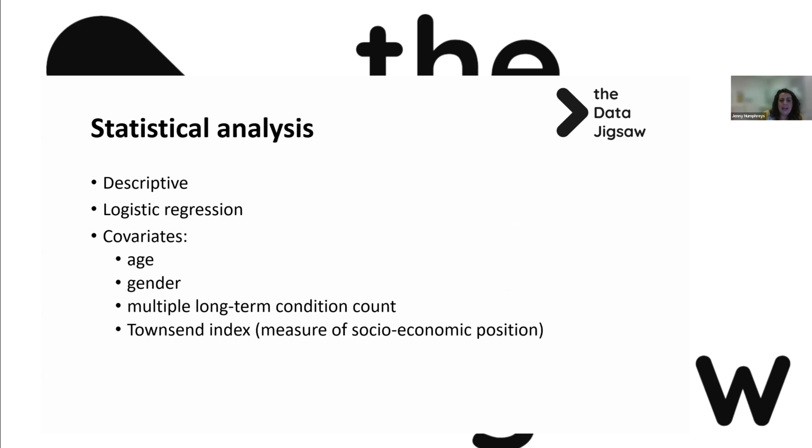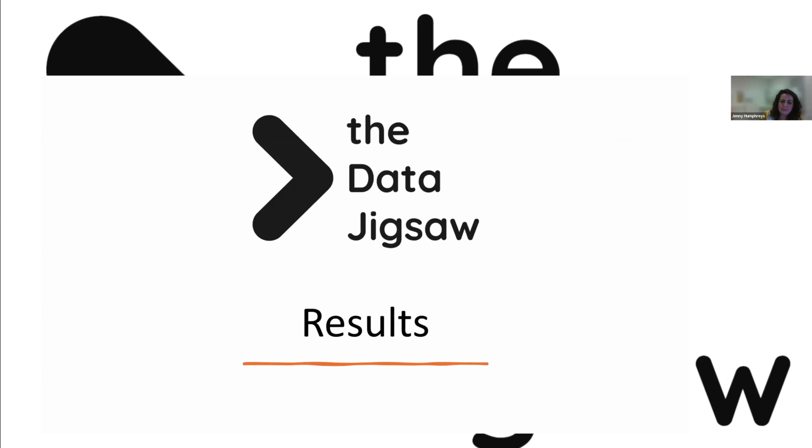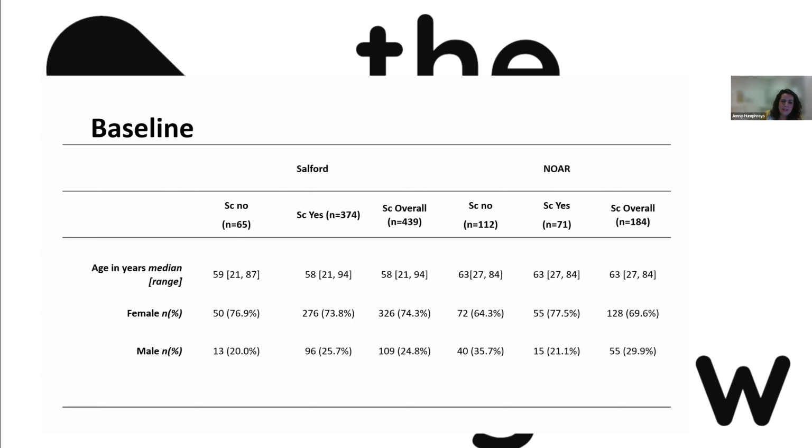So in terms of the analysis, this was primarily descriptive, although we did conduct a logistic regression model to look at factors associated with the receipt of help with ADLs and adjusting for these covariates you see here. Next slide. In terms of the results, this is just very brief demographics, age and gender.